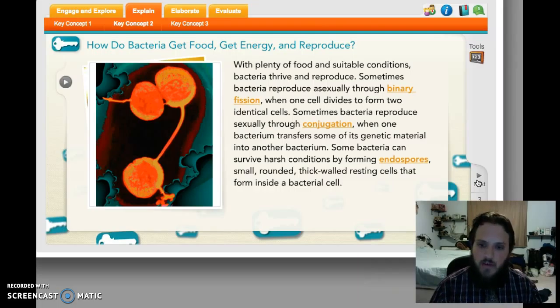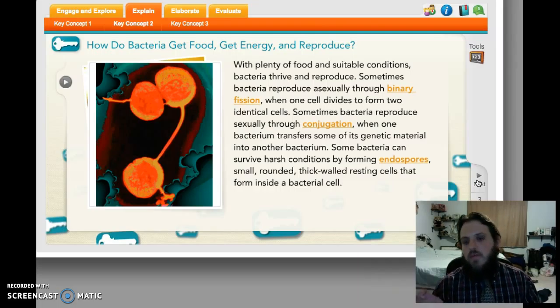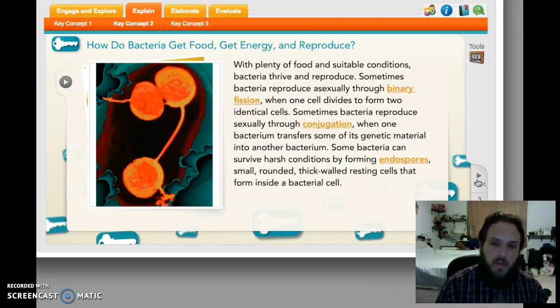Sometimes bacteria exchange DNA with others, and they use something called conjugation by taking some of its genes and putting it into another bacteria, and that bacteria breaks off and forms more bacteria that have this new DNA.